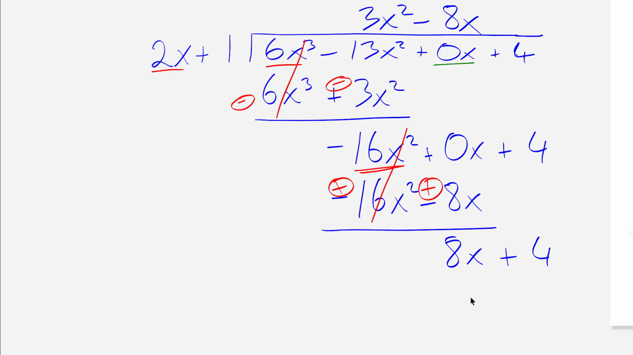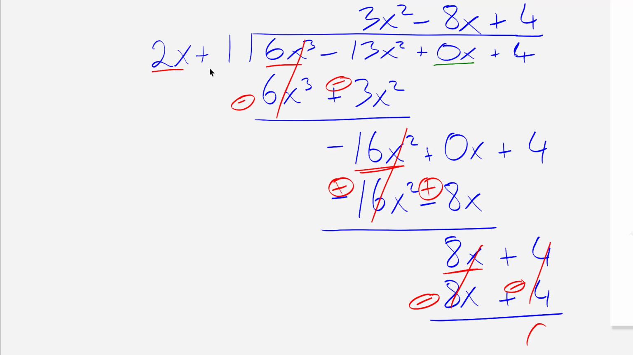So back to the start again, back to division. So 2x divides into 8x 4 times. 4 then gets multiplied by 2x plus 1. So 4 times 2x is 8x. And 4 times 1, that's plus 4. And the final stage, once again, is to subtract. And I'll get 0 at the end. Once again, there's no remainder here because we got 0 at the end.